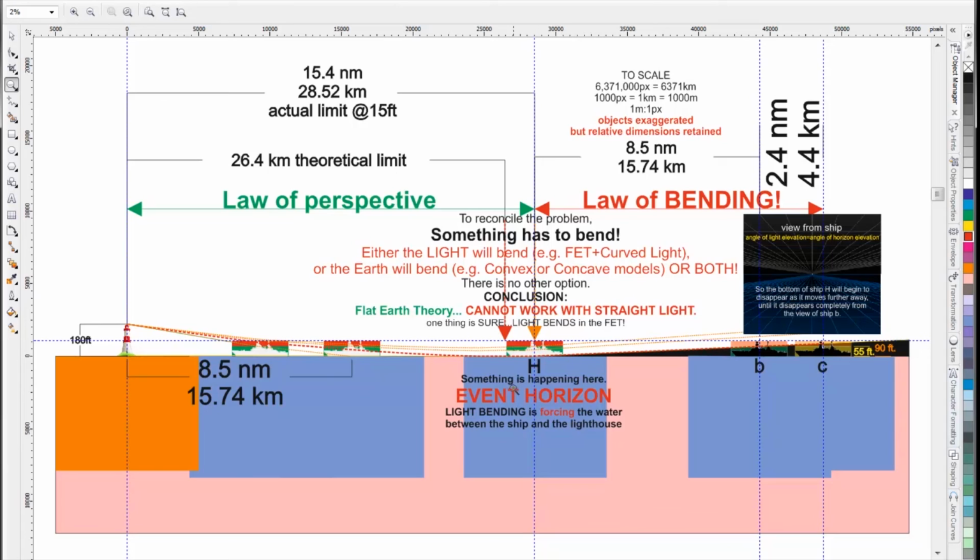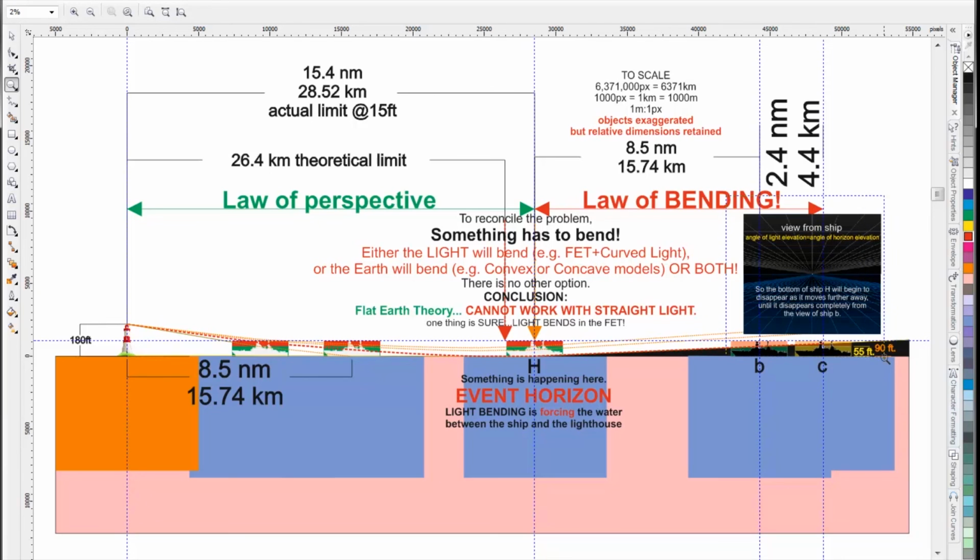So in conclusion, I have to say that flat earth theory cannot work with straight light. One thing is for sure, light bends in the flat earth theory. There is no other way. So the law here that governs the side behind the horizon is the law of bending. Is the law of bending of light or the law of bending of the earth. Flat earth theory cannot work with straight light.